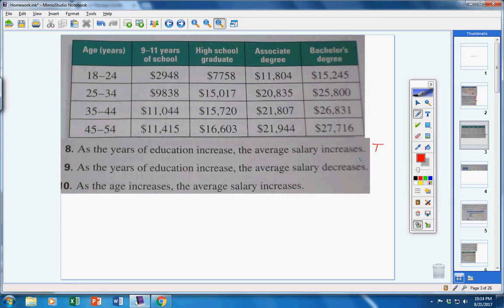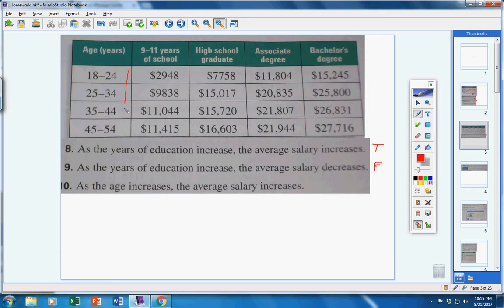Number 9, as the years of education increase, the average salary decreases. And that's false, obviously. We just said that increases. As a person's education increases, their salary goes up. It does not decrease. Number 10, as the age increases, the salary increases.